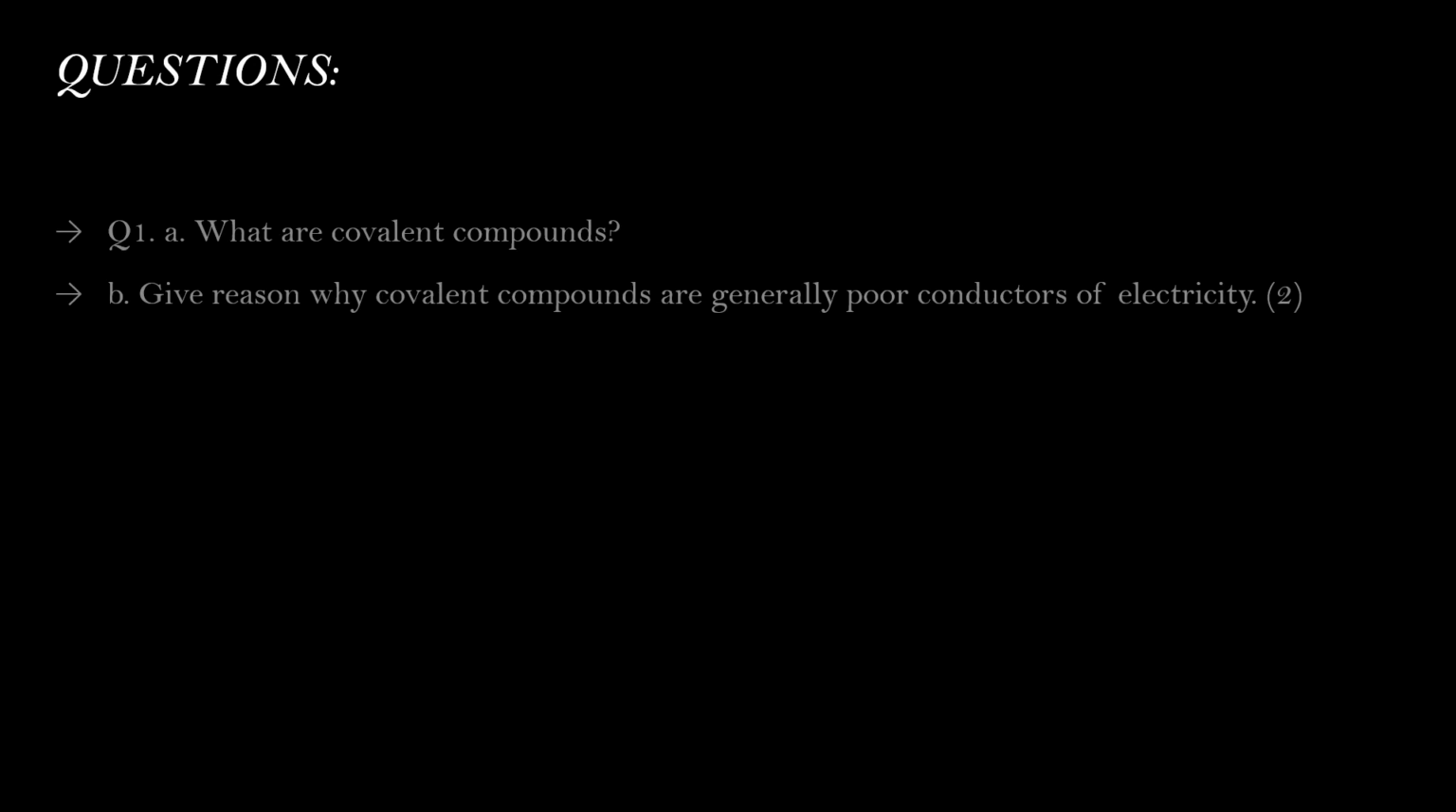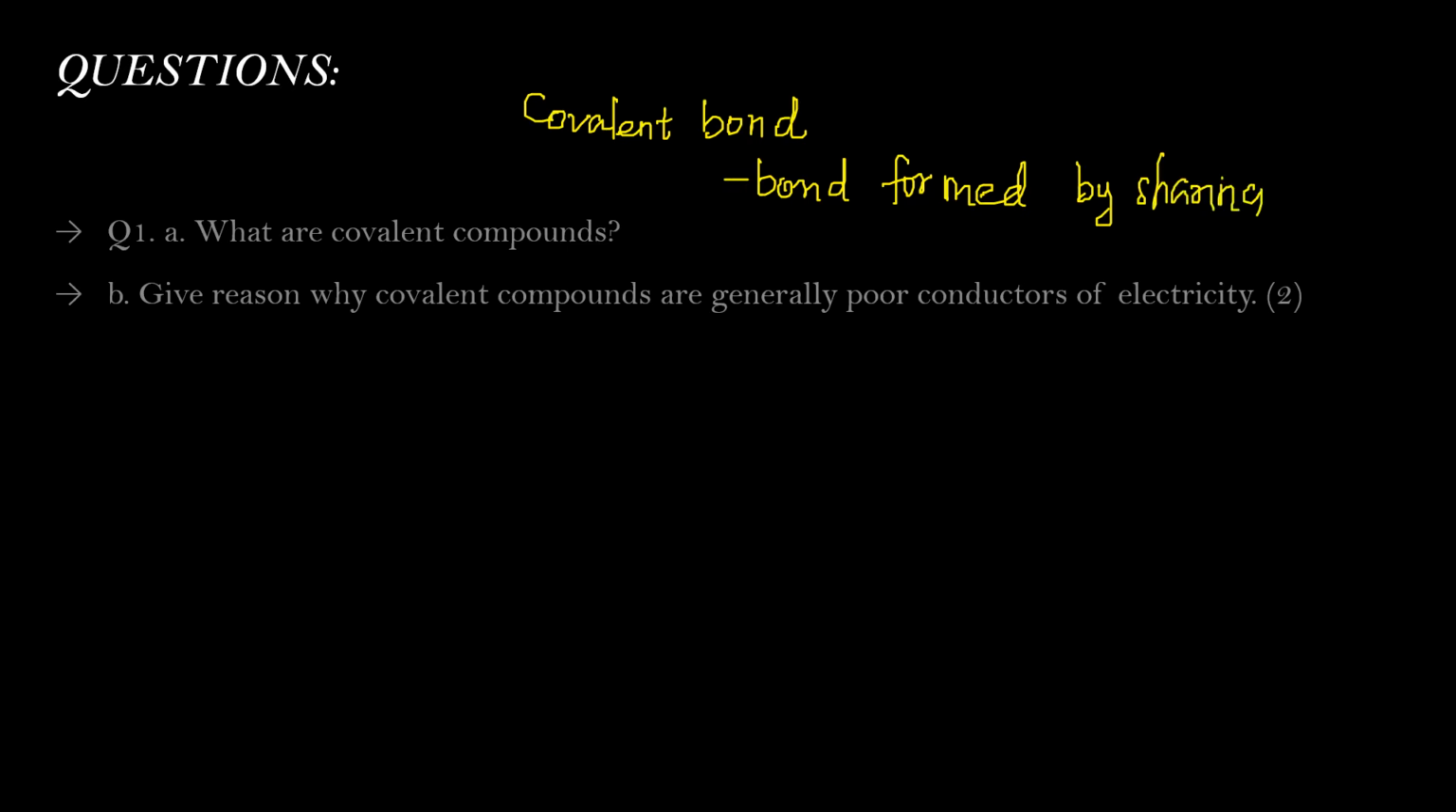That is the next set of questions that we are going to solve now. What are covalent compounds? We already discussed covalent bonds. Covalent bond means the bond formed by sharing of electrons.